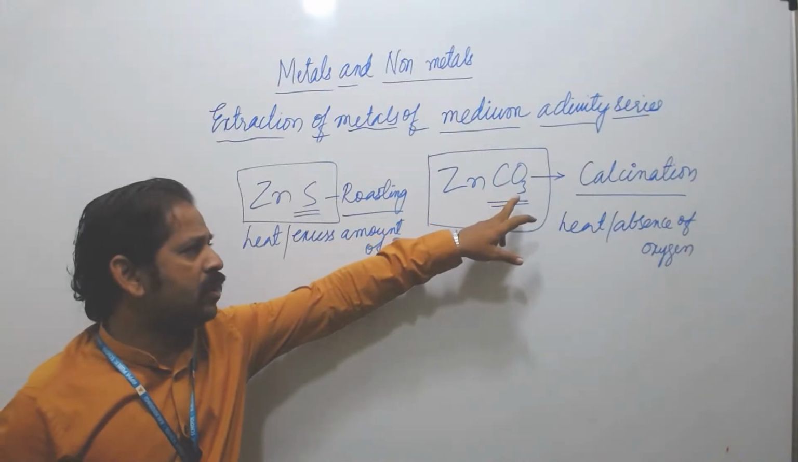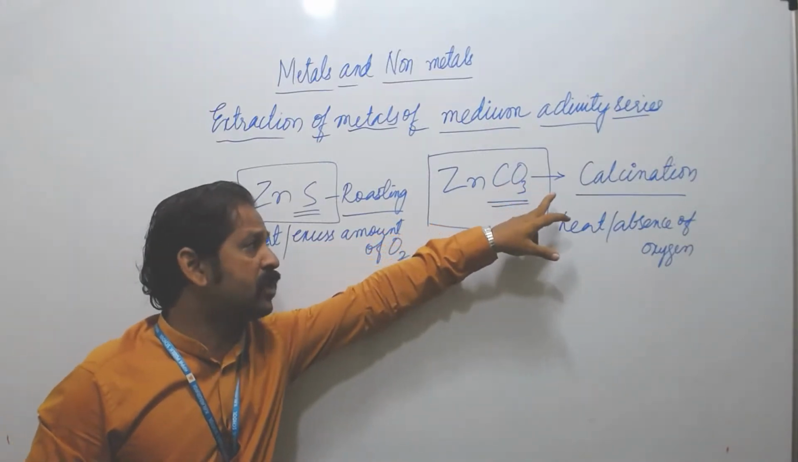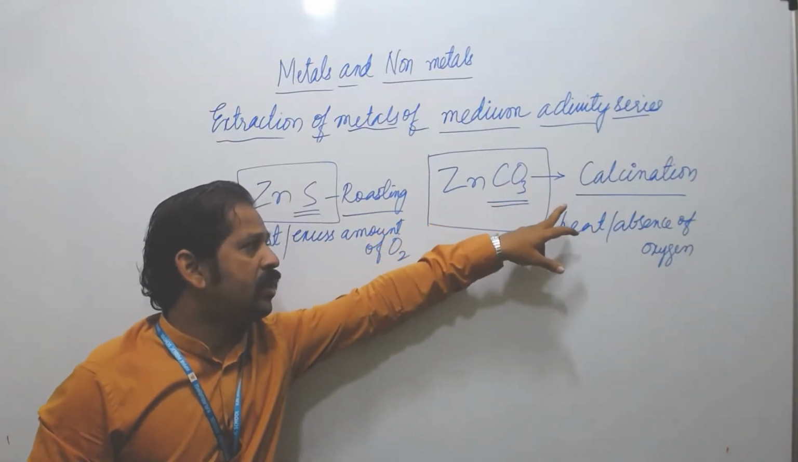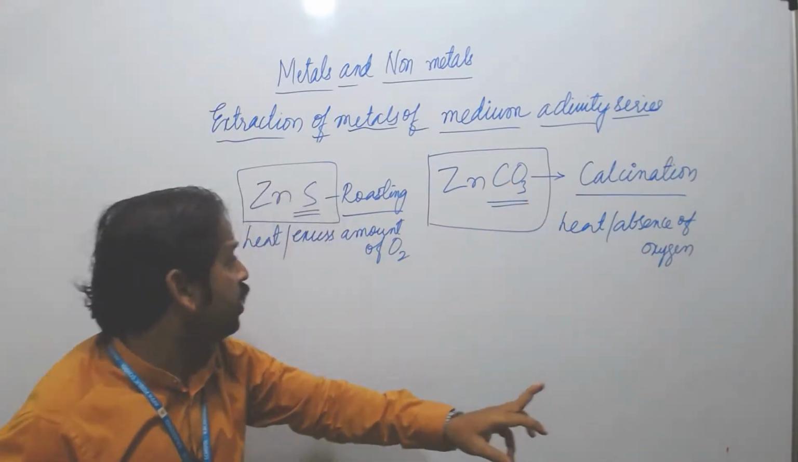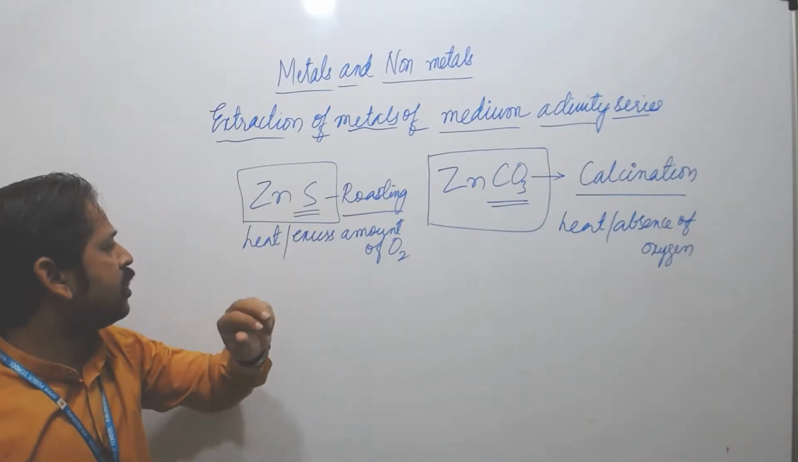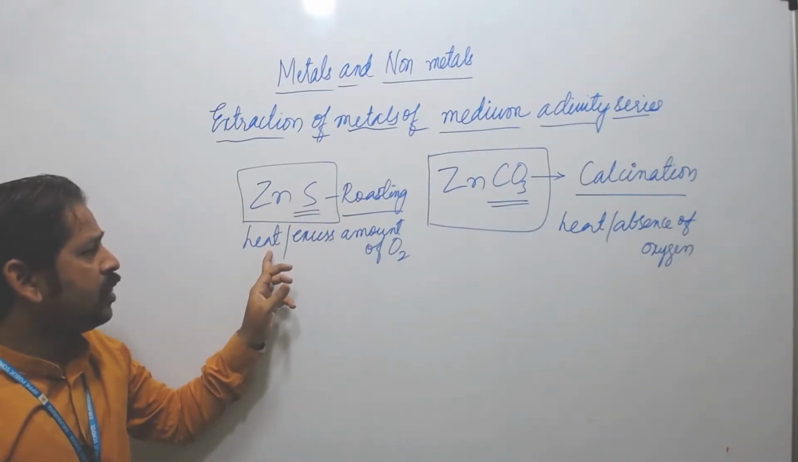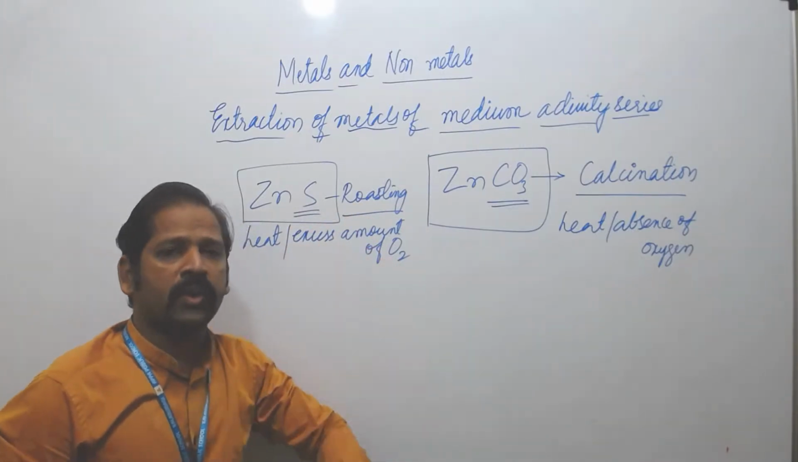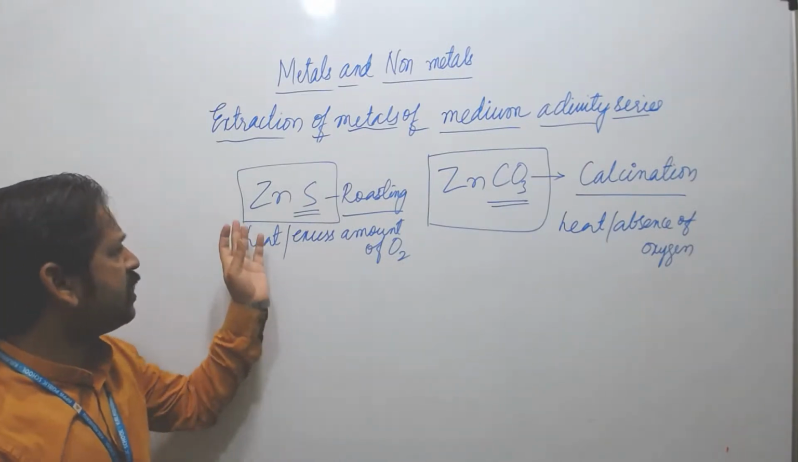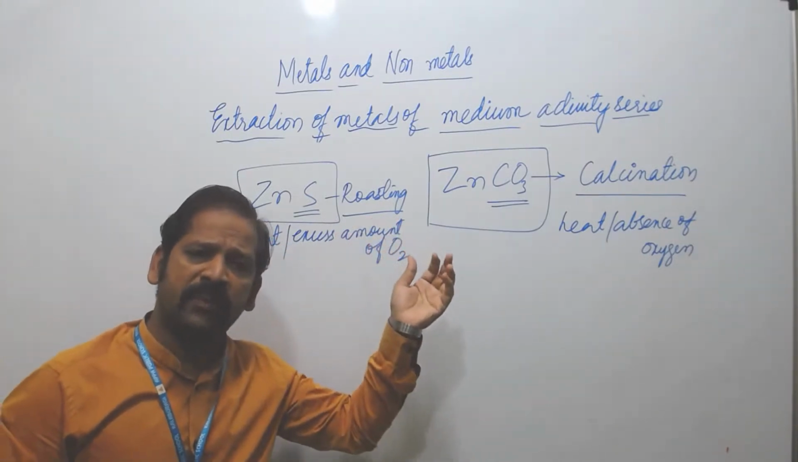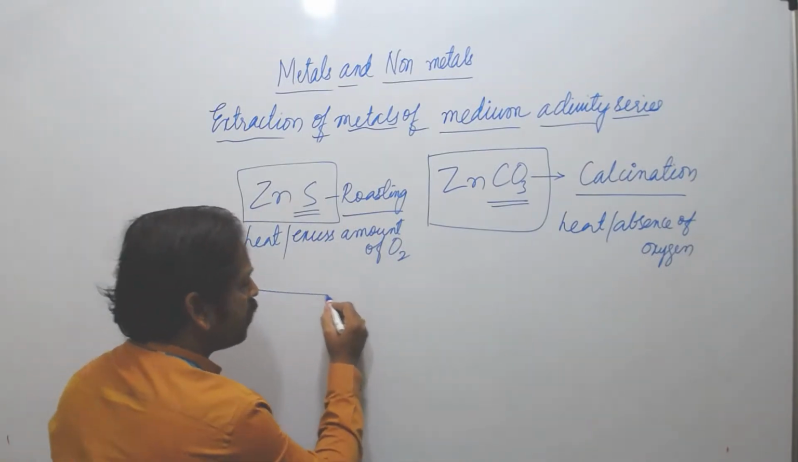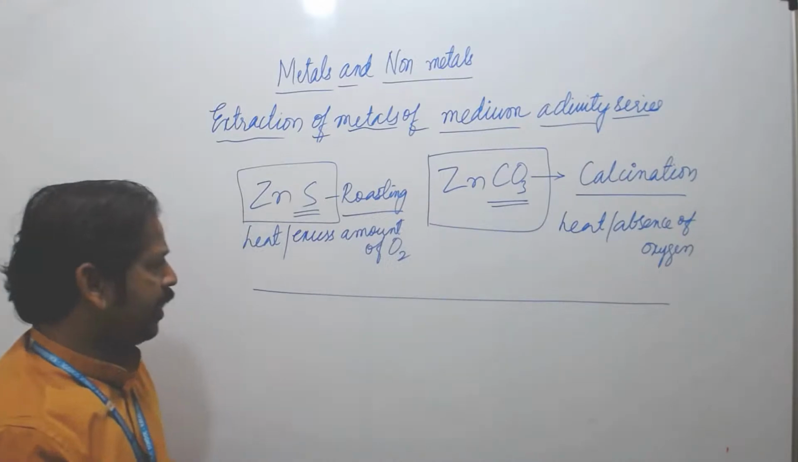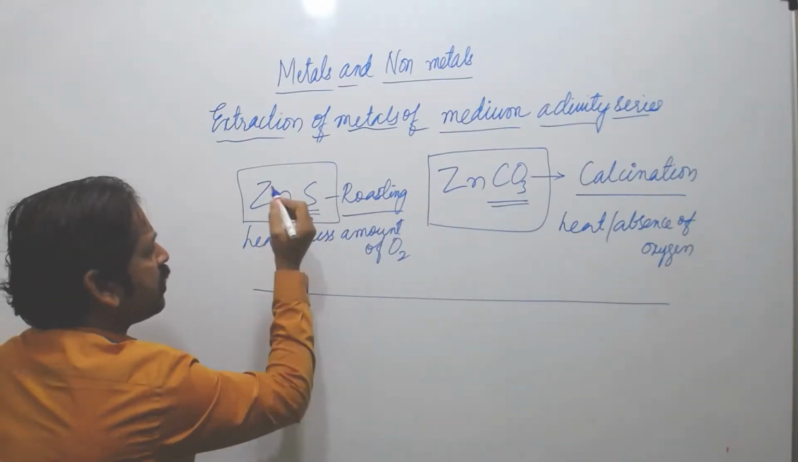Zinc carbonate, carbonate material is there. The process becomes calcination. Here we have to heat this material in the absence of oxygen. For roasting, we have to heat in the excess amount of oxygen. Once again, zinc sulfide looks the same, the sulfide ore of those chemicals. Now start with the process. First start with the zinc sulfide.